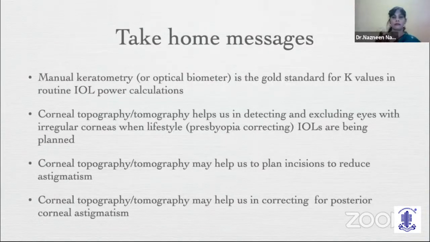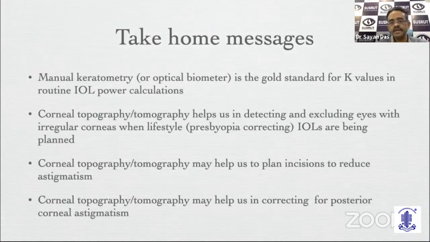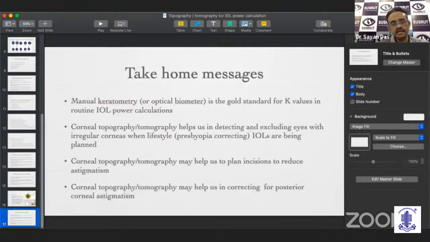So what are the take-home messages? The manual keratometry is the gold standard for K value for routine IOL power calculation. Corneal tomography helps us in detecting and excluding irregular corneas when lifestyle IOLs, the presbyopia correcting IOLs, are being considered. Corneal topography or tomography may help us to plan incisions to reduce astigmatism, and may help us in correcting for posterior corneal astigmatism. Thank you for your patient hearing.